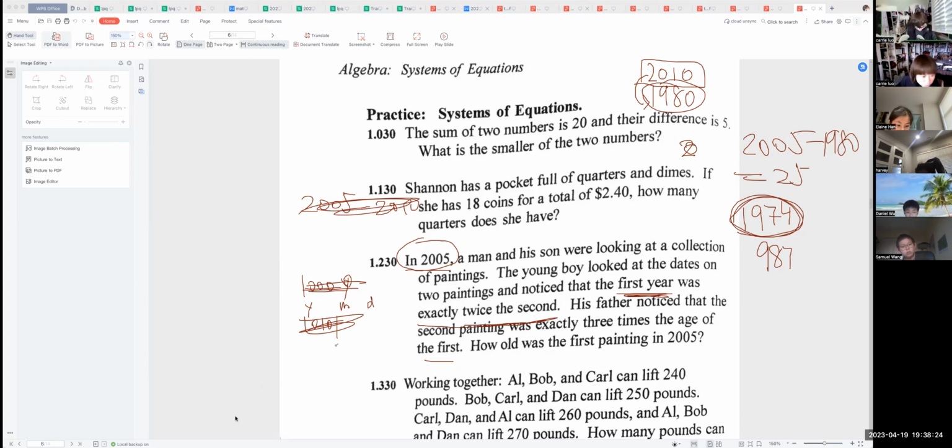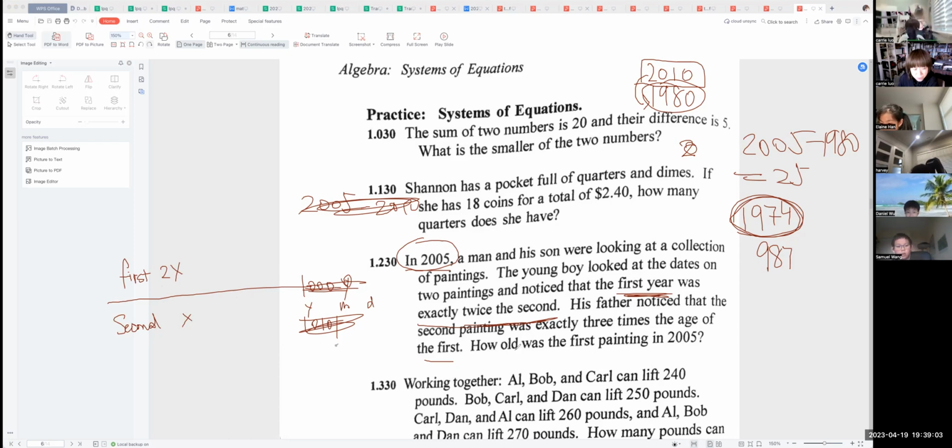OK，有人做好了吗？老师来讲一下。OK, so we just assume the first painting is X year, and the second. Because we know the date on the first year was exactly twice, so the second painting is X and the first is 2X. Can we do that, everybody? Samuel, Daniel, understood? Okay, his father noticed that the second painting was exactly 3 times the age of the first one. So how do we do this?